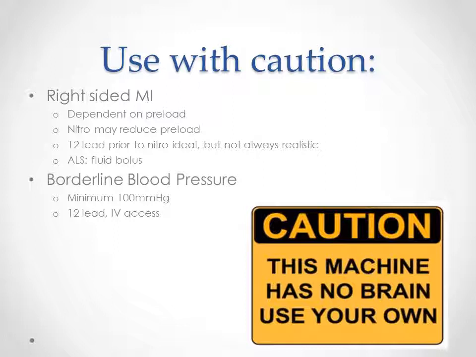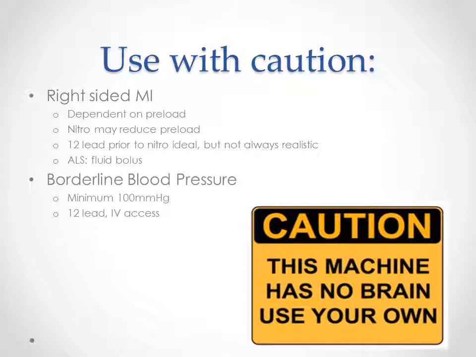When do we use nitro with caution? First case is a right-sided MI. If the right side of the heart is not functioning adequately, a patient's circulation is dependent on preload to the heart. This preload that passively flows into the right side of the heart is then available to continue circulating. If excess preload is taken away and the right side of the heart is unable to adequately move blood, this relatively passive flow of blood through the right side of the heart will decrease significantly.